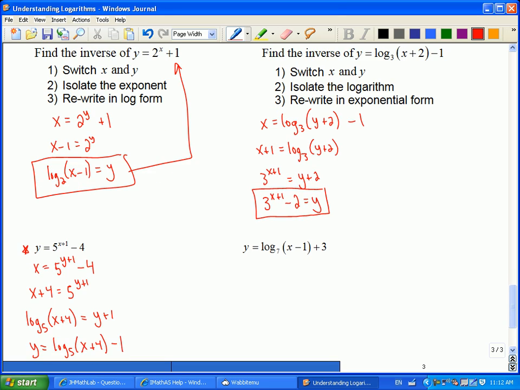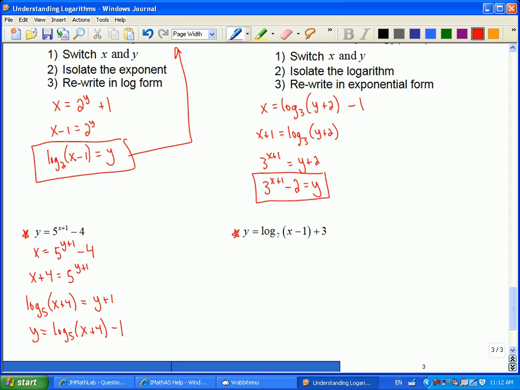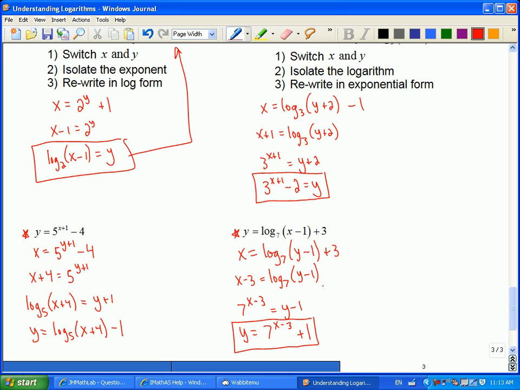Alright, so just to make sure you've got the hang of both ways, try this one here on your own. See if you can find its inverse. Okay, so in case I'm a little sleepy, can someone just confirm for me that that's what they also had? All right.